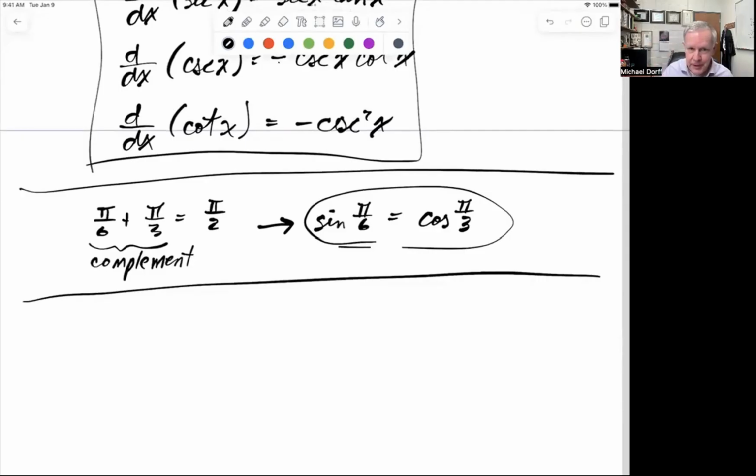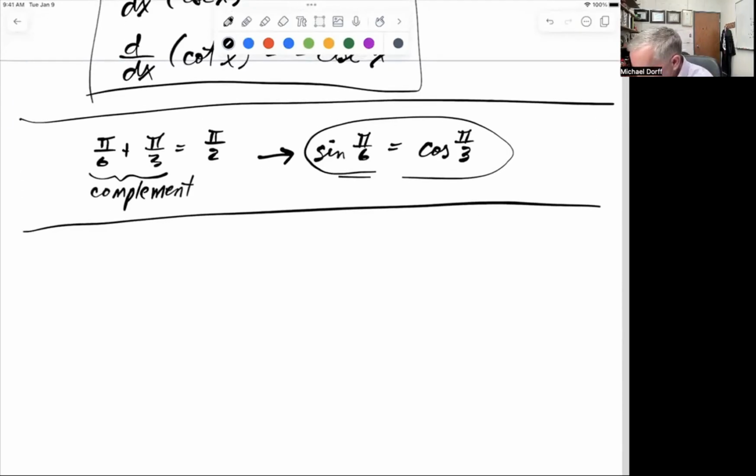That was just a little commercial break, if you've ever wondered where these co's come from. Now, we can use this idea to get a table that represents these trig functions, the derivatives of them.